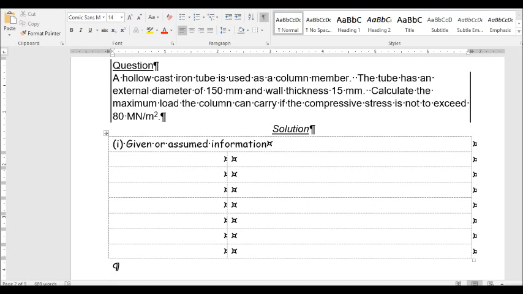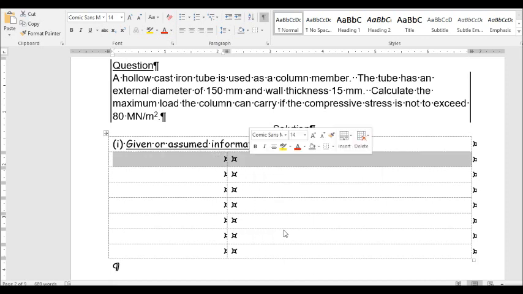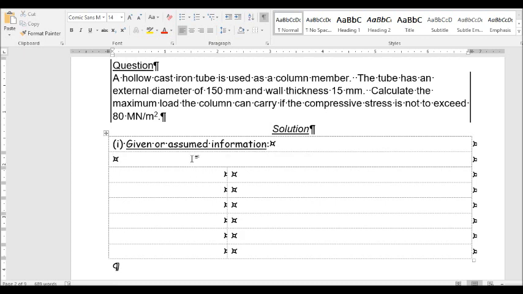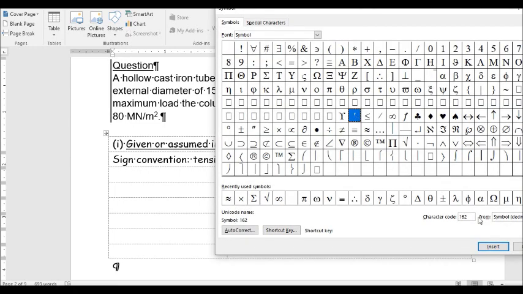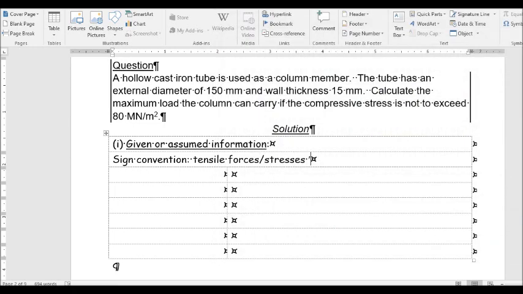The first thing to do is to extract the information from the question. For reference, I will state my initial sign convention. So I merge this row here. My sign convention, in this case, is that tensile forces and stresses are deemed positive. Just going to use shorthand notation here, so insert symbols, positive. Reading the question, the allowable compressive stress is not to exceed 80 meganewtons per meter squared.